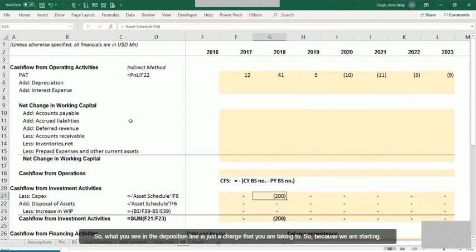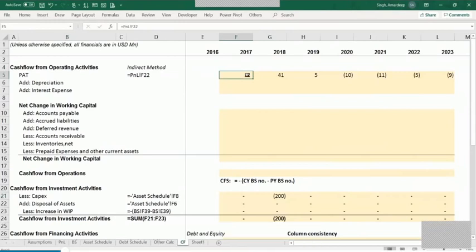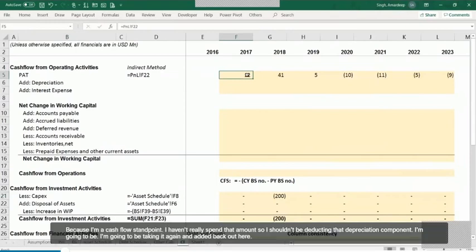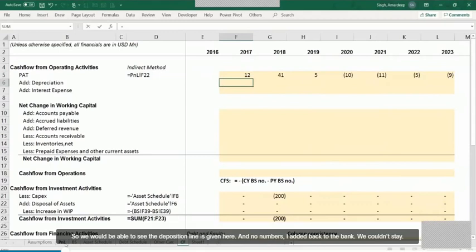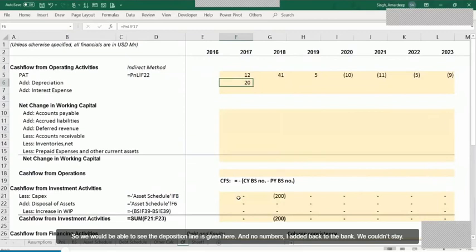So because we are starting with the net profit, we'll go back to the P&L and identify that are there any items in the P&L which are non-cash in nature, right? So if those are non-cash, then I've actually artificially reduced my net profit, because from a cash flow standpoint, I haven't really spent that amount. So I shouldn't be deducting that depreciation component. So I'm going to be taking it and adding it back out here. So we would be able to see it from the P&L. Depreciation line is given here in row number 17. So add it back over here.